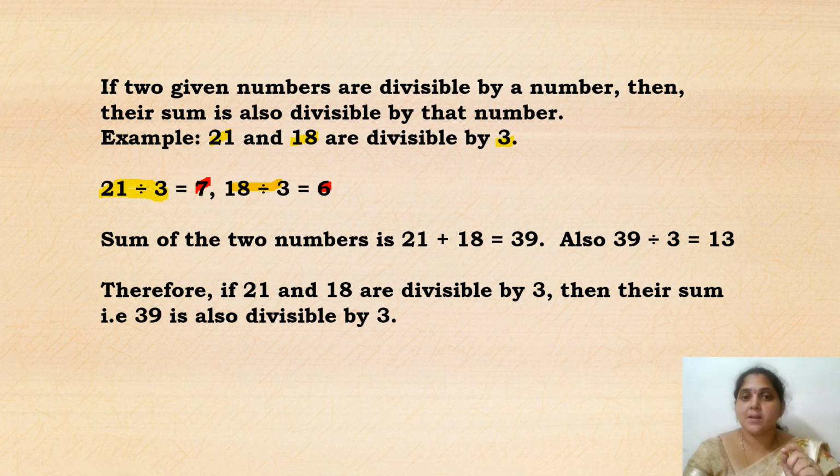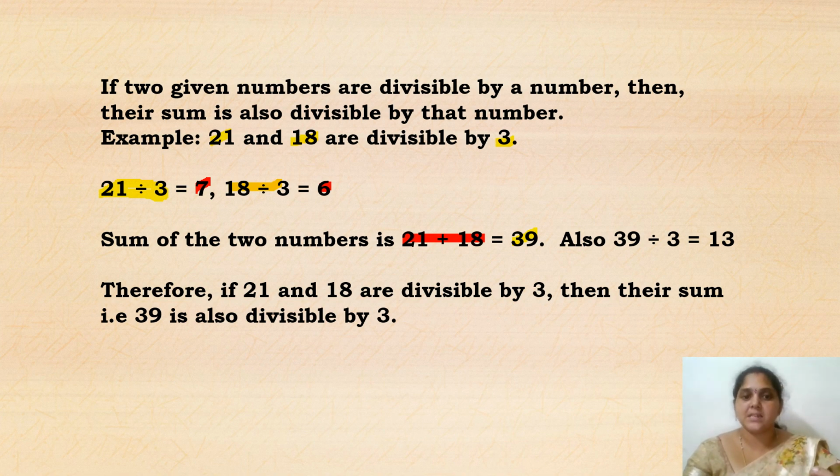Now what is the statement? The sum of the numbers, not the quotients we got after dividing, but the numbers we have taken actually. So what are the numbers I have taken? 21 and 18. So now I have to add 21 plus 18. When I add 21 plus 18, my answer will be 39. Now I have to check whether 39 is divisible by 3 or not. Just add both the digits. 3 plus 9 is 12. Is 12 there in the 3 table? Yes, it is there in the 3 table.